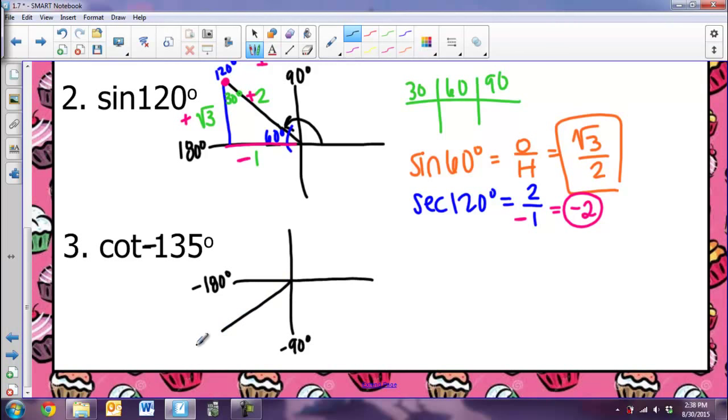Remember, if it's in quadrant 1, the reference angle is the angle. If it's in quadrant 2, then your reference angle is going to be 180 minus your angle, and so on and so forth. You're going to create your right triangle with your x-axis, and you're going to figure out your special right triangle value. So it's either going to be a 30, 60, 90 or a 45, 45, 90. Make sure you fill in your positive and negative values. That's probably the most important part.